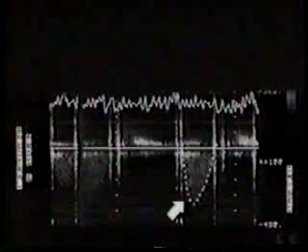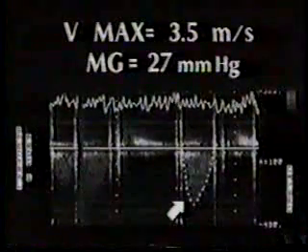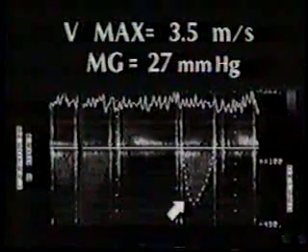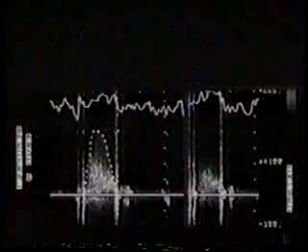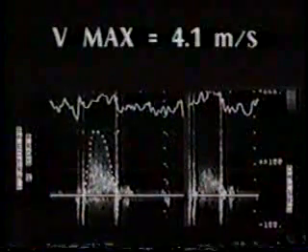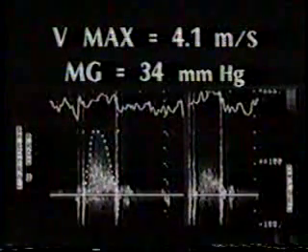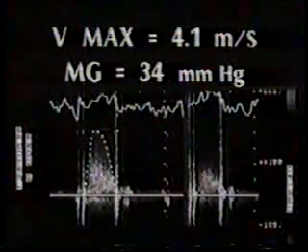Returning to the patient with the Bjork-Shiley aortic prosthesis, you will recall that with the transducer in the apical position, the maximum velocity was 3.5 meters per second, and the mean gradient was 27 millimeters of mercury. Here, the non-imaging probe has been placed at the right sternal border with the patient in the right lateral decubitus position. In this position, the velocity spectrum was maximized. The maximum velocity is 4.1 meters per second, and the mean gradient is 34 millimeters of mercury.